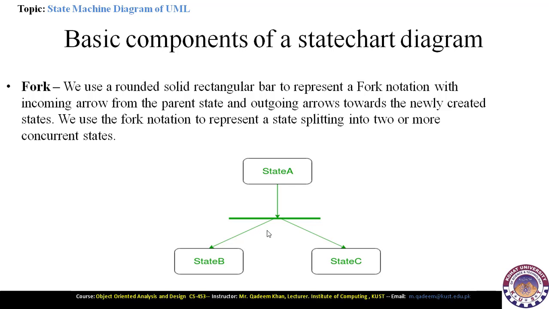Next one is called fork. Fork means that when a state is executed, then two or more parallel states can also be executed. We provide a round solid rectangle bar which represents the fork notation, with incoming arrows from the parent states and outgoing arrows towards the newly created states. We use the fork notation to represent a state splitting into two or more concurrent states. So these are the two or more concurrent states which are split.